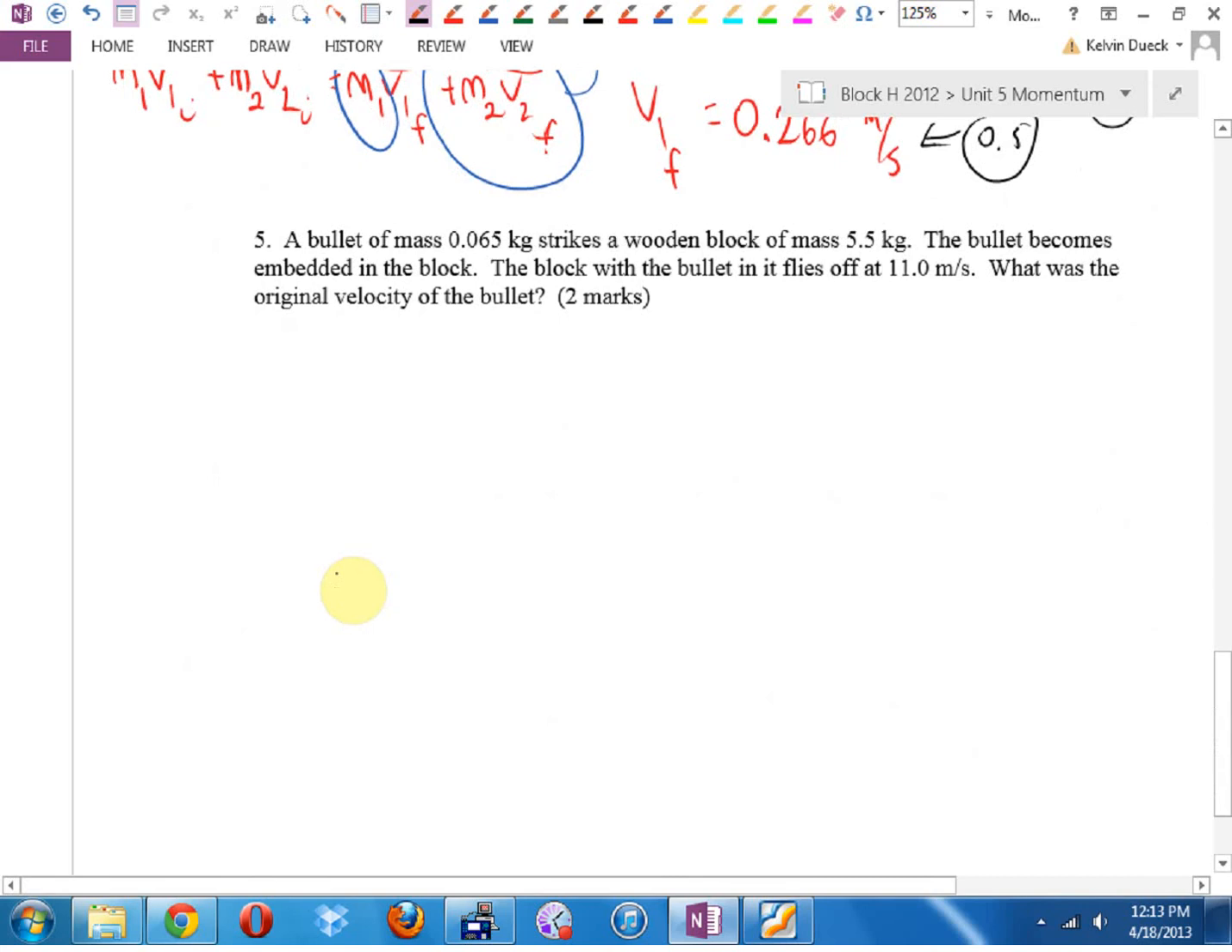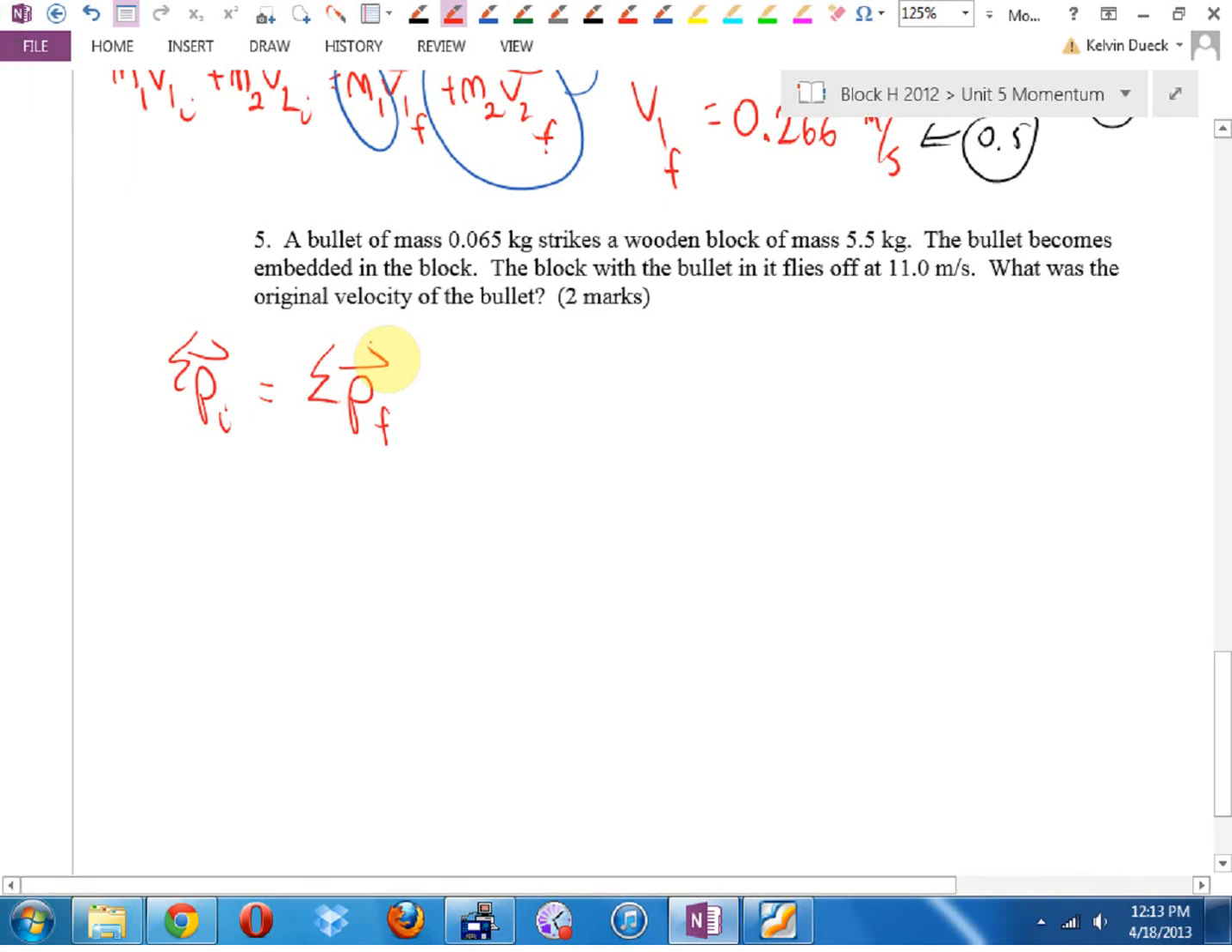Let's shoot something. A bullet of mass 0.065 strikes a wooden block of mass 5.5. The bullet becomes embedded in the block. That sounds like a collision. I think I can say the sum of all the momentum before the collision equals the sum of all the momentum after the collision. Or this is a job for conservation of momentum.